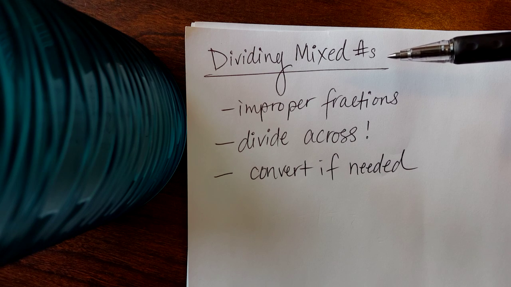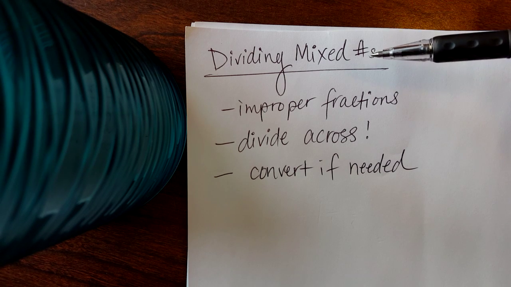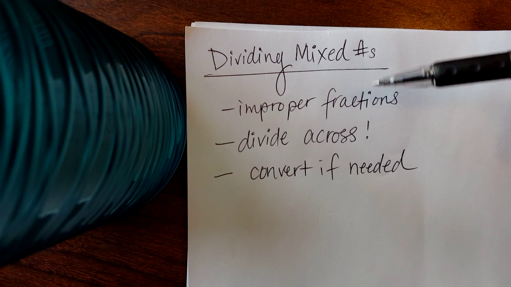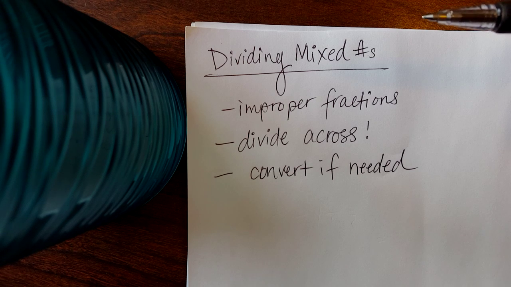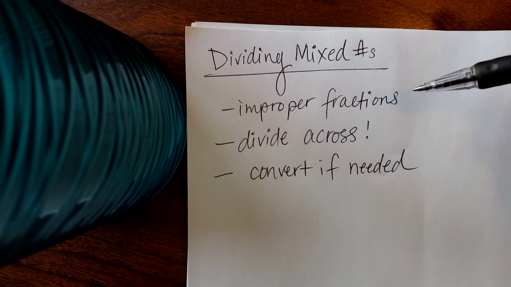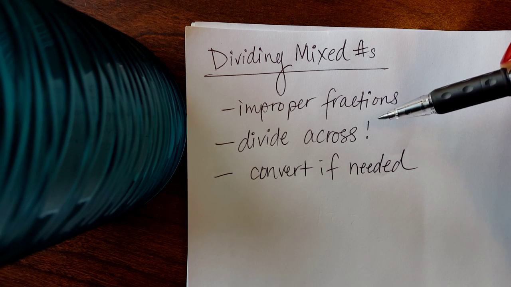I hope it helps. All right, so when dividing mixed numbers, these are a few steps that you can follow to make sure you get the right answer every time. When you have a mixed number and you're dividing it, make sure you turn those mixed numbers into improper fractions first so you can look for some patterns. You should be able to divide across in most situations. Please try that first before trying any other tricks.